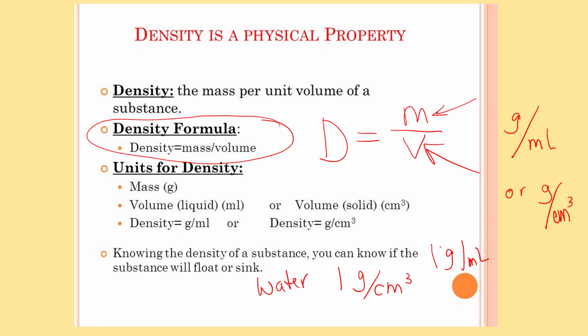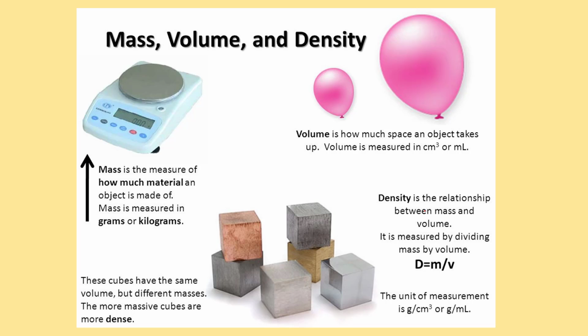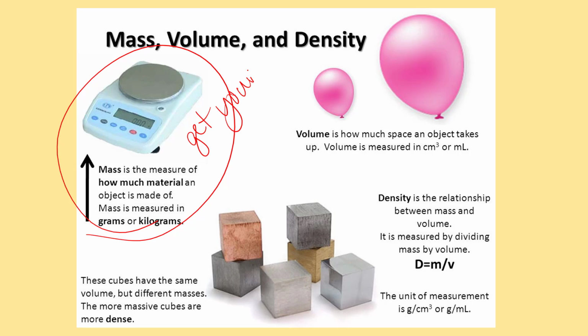If something has a density bigger than 1, it's going to sink in water. If something has a density less than 1, it'll float in water. So how do we get the mass? We get the mass using a balance.